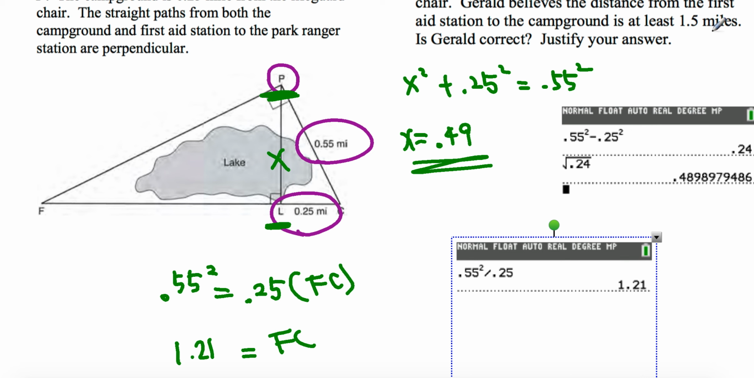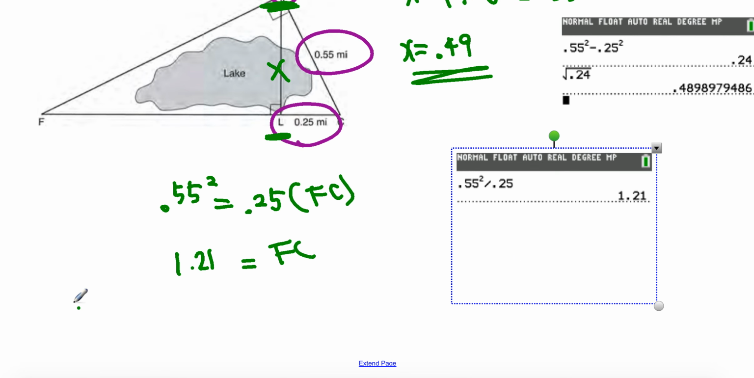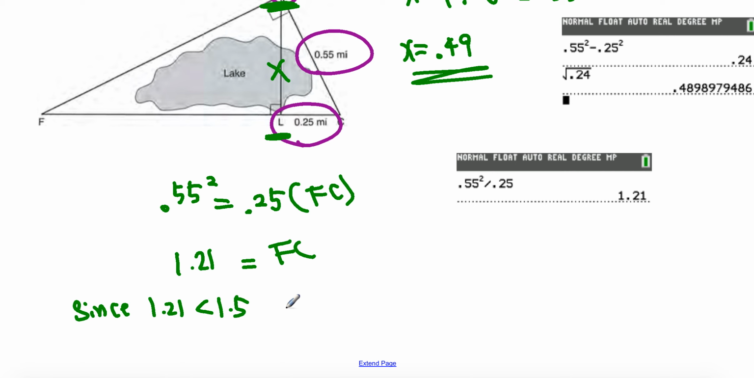Is that at least 1.5 miles? No, not really. Since 1.21 is less than 1.5, Gerald is not correct. Alrighty.